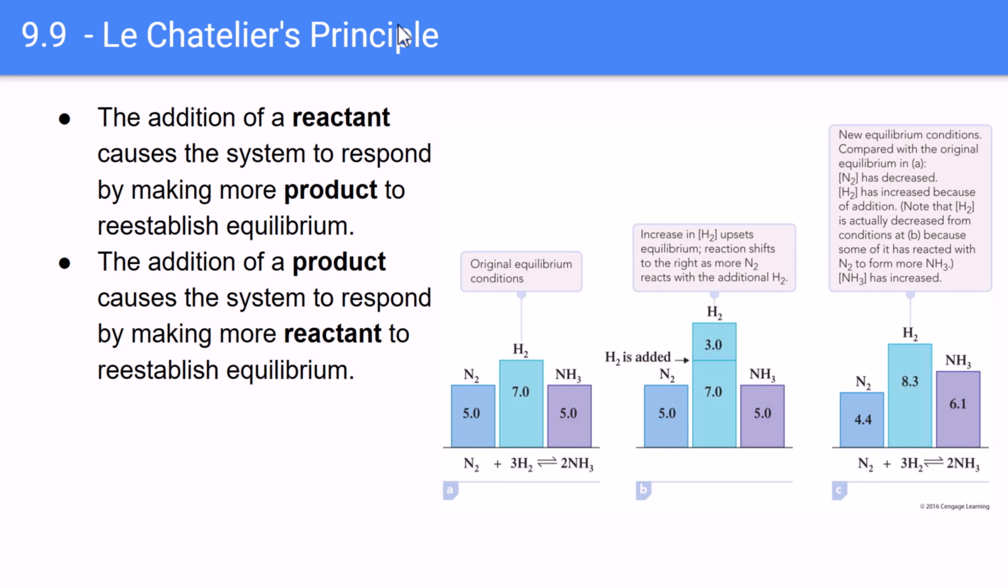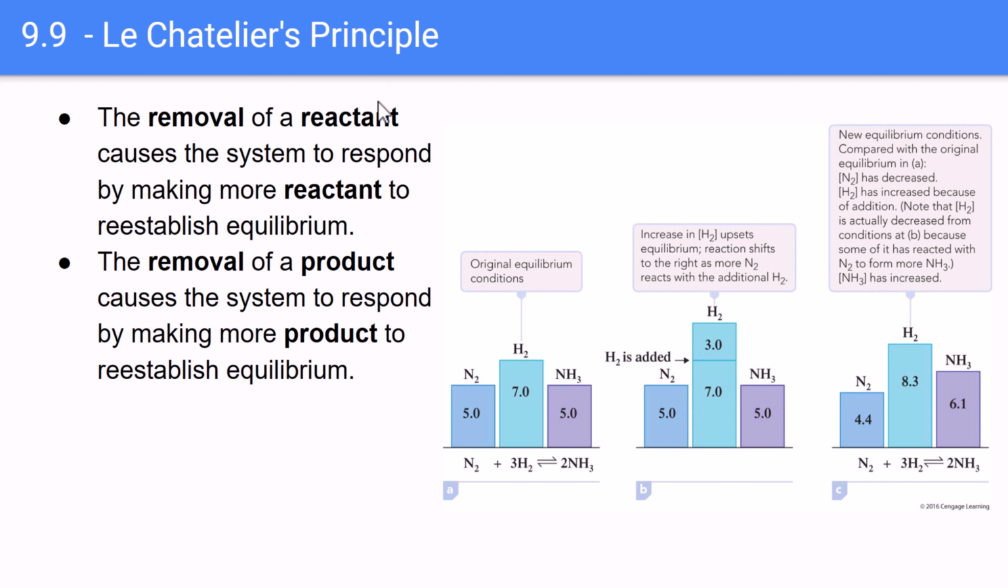Now, the opposite is true if we remove something. If we remove a reactant, the system's going to respond by making more of that reactant in order to reestablish equilibrium. And the same is true if we remove a product. When we remove a product, the system's going to respond by making more product in order to reestablish equilibrium. So these are all pretty straightforward. We just have to think about whether we're adding or removing something and how the system's going to respond in order to reestablish equilibrium. So that's two of the three ways to do this.